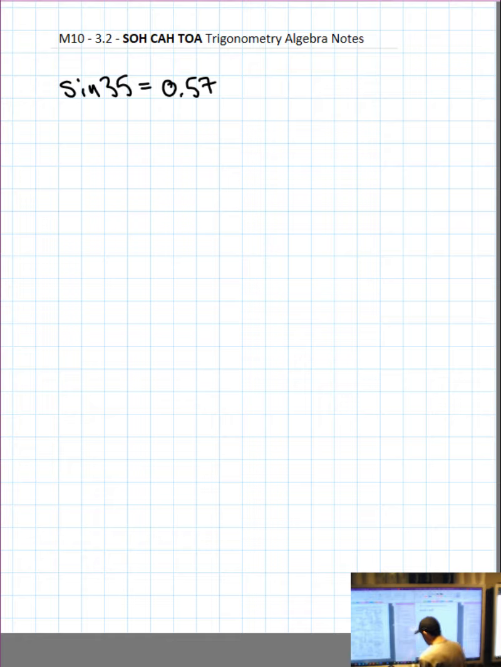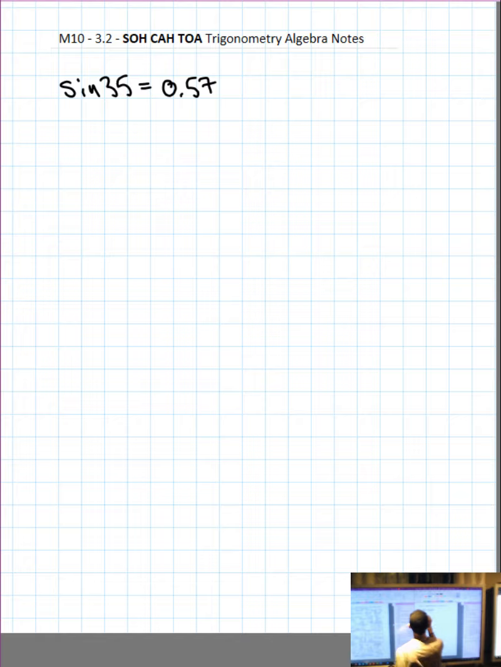So, the sine button on the calculator is in the middle. Sine 35 equals 0.57. If it doesn't equal that, you are in radian mode and you have to convert it into degree mode. Make sure that you're in degree mode. So what does that mean?